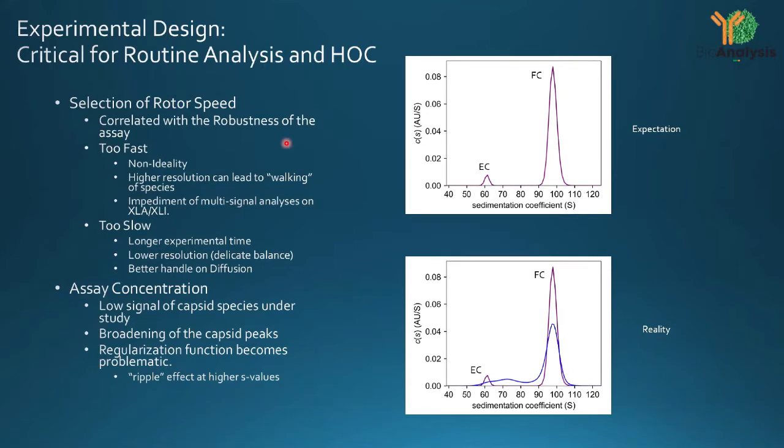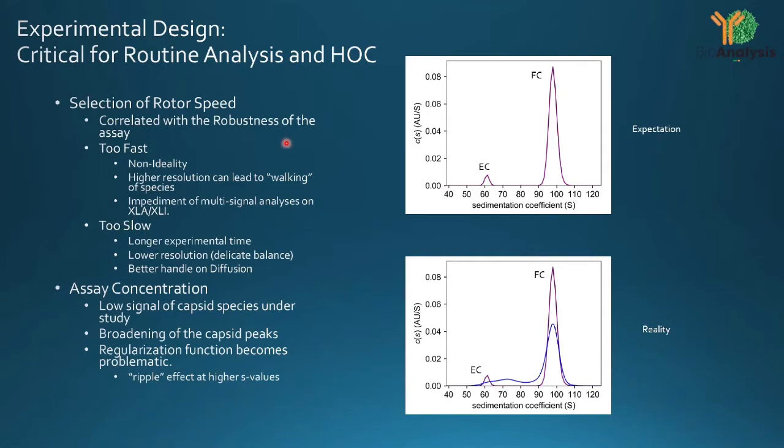What are you doing with the rotor speed? How is that affecting your data analysis? Spinning at a higher speed can produce non-ideality. You can have boundary collapsing. You can have non-laminar flow, okay, and have turbulence. Now, the Lamm equation does not work well with turbulent flow. It works well with laminar flow. You can have non-ideality. In terms of your assay concentrations, what are you really seeing?